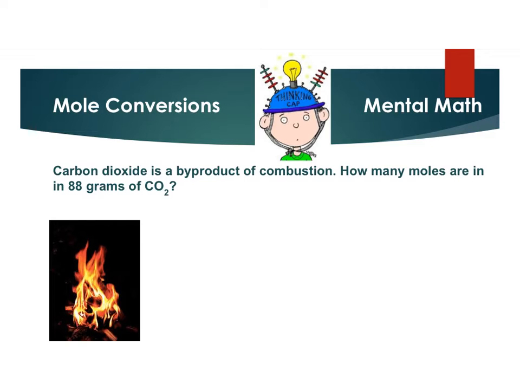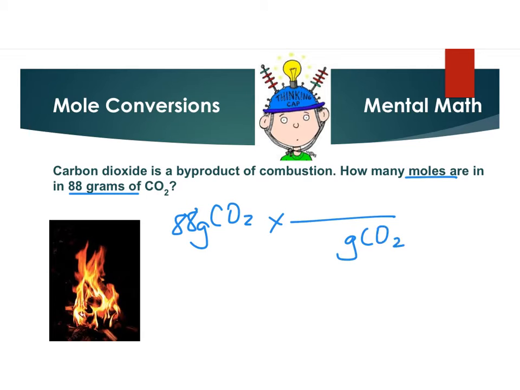Okay, next one. Carbon dioxide is a byproduct of combustion. How many moles are in 88 grams? So again, that's given and we are looking for moles. So we're going to start with our 88 grams of CO2. And this time grams is up top, so we're going to put it on the bottom. And I'm looking for moles, so I'm going to have to put my mole up top. Every time you go to the periodic table, that mass is equal to 1 mole of the compound. So your grams should be offset with moles.